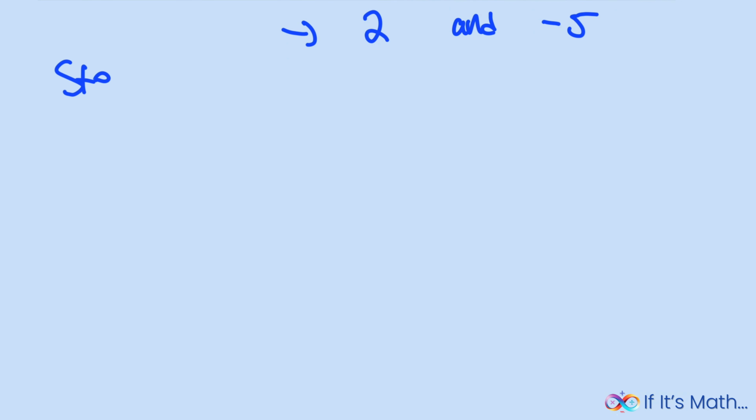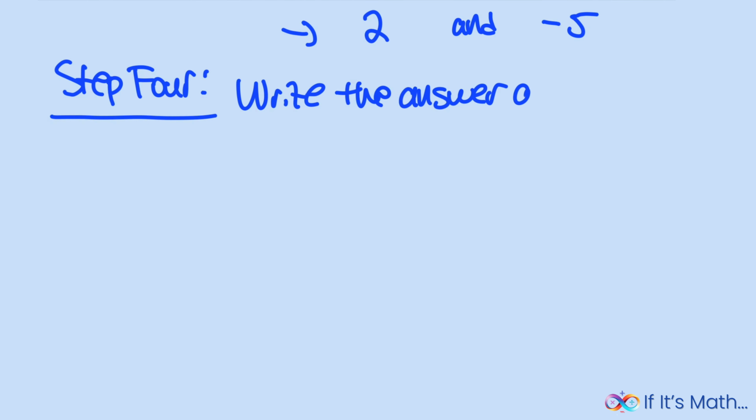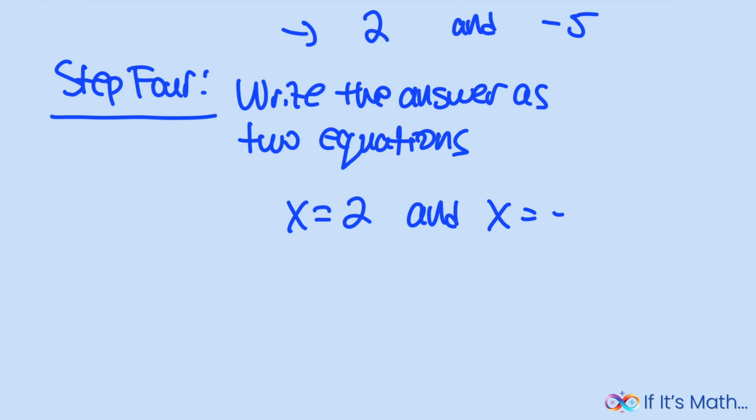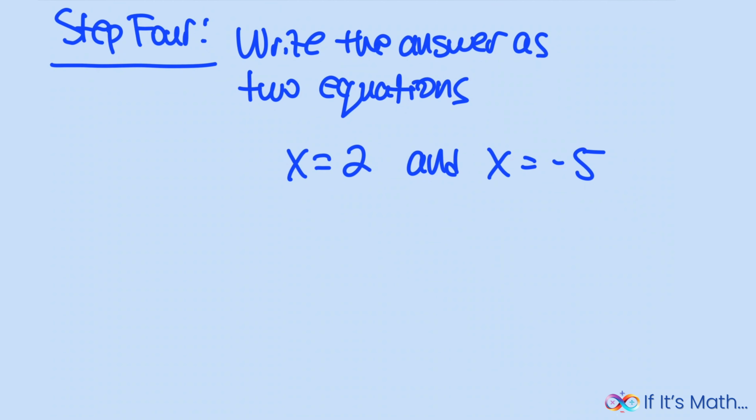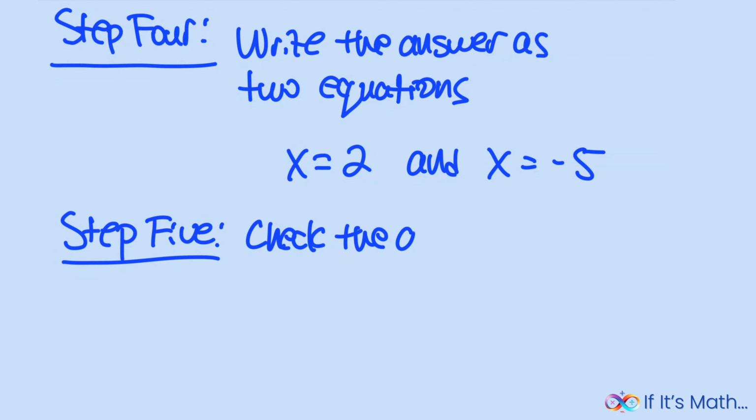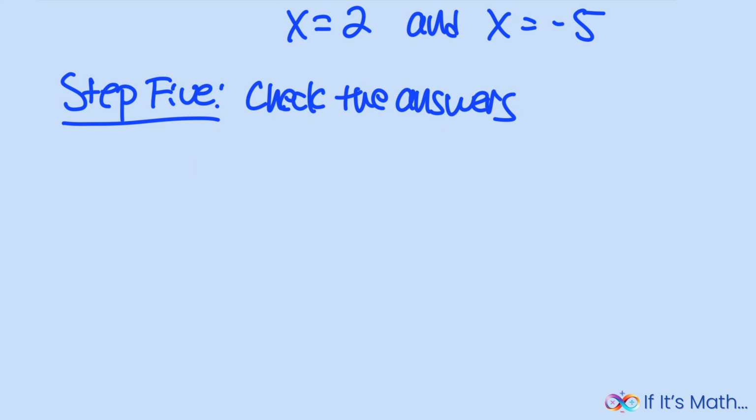So remember that step 4 is now needing to write those as two different equations. Those will be the solutions. So this comes to x equals 2 and x equals negative 5. So that final step 5 is to go back and check those two answers to be sure that they are correct. So we'll start with that original quadratic that we had.